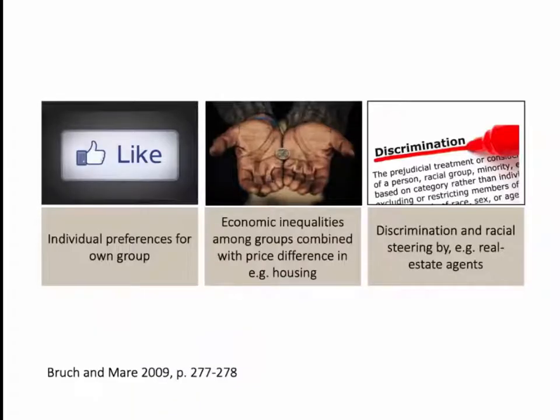Okay, so what are things that could drive this? Well, individual preferences for own groups, but then people brought up economic inequalities among groups, combined with price differences. Maybe people just cannot afford to live somewhere. I couldn't afford to buy an apartment in Dublin 4.